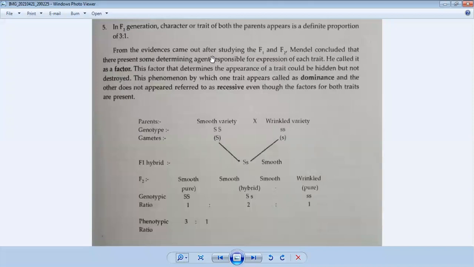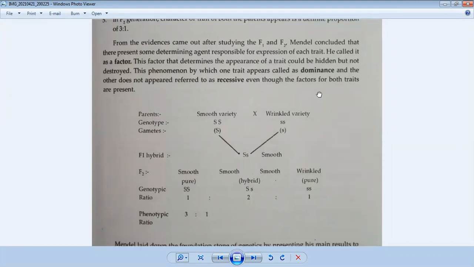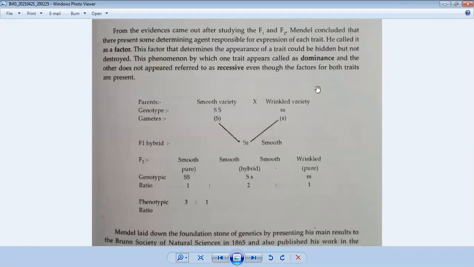From the evidence that came out after studying F1 and F2, Mendel concluded that there are some determining agents responsible for the expression of each trait. That means a particular factor is responsible for expressing each character. Mendel called it a factor.